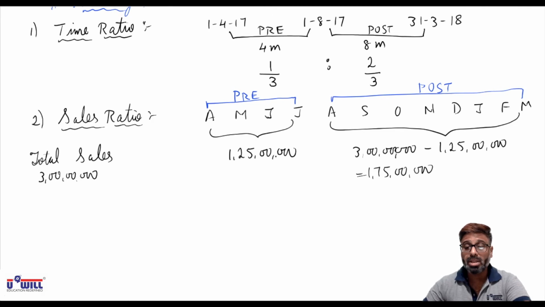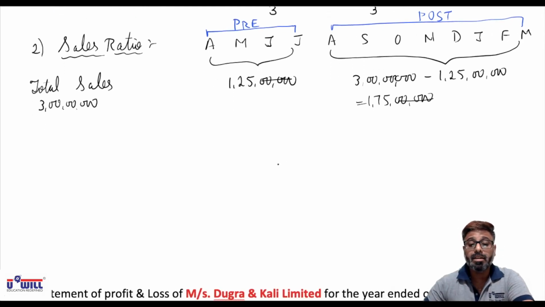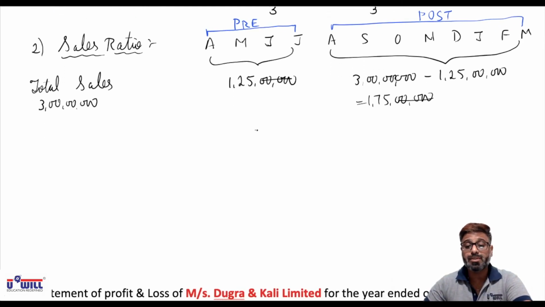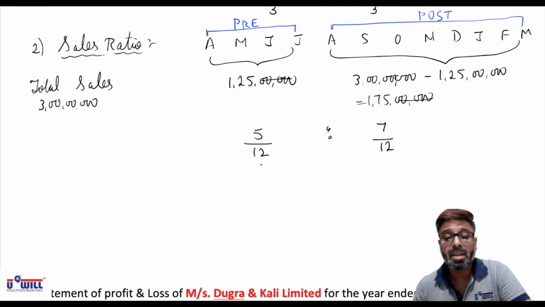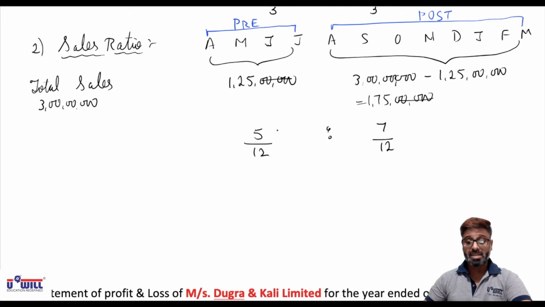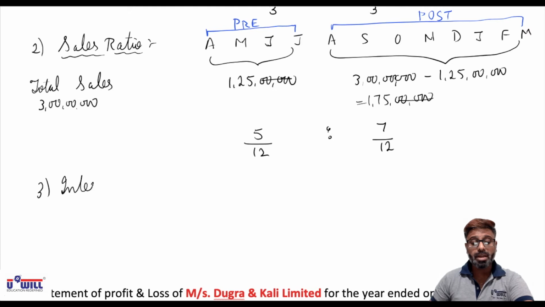Now you cancel all the 5 zeros. So 125 and 175 will remain. 125 divided by 25 is 5. 175 divided by 25 is 7. So 5 plus 7, 12. 5 by 12, 7 by 12 is the sales ratio. I repeat, 125 divided by 25 is 5, 175 divided by 25 is 7, 5 plus 7 is 12. So 5 by 12, 7 by 12 is the sales ratio. Third working for interest on purchase consideration.